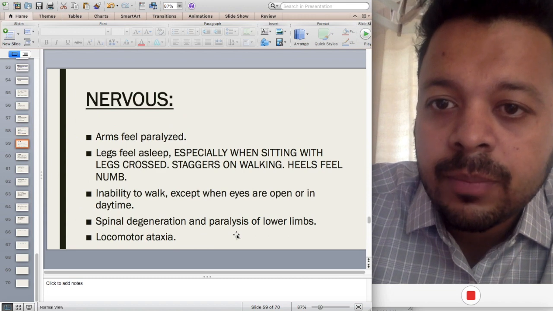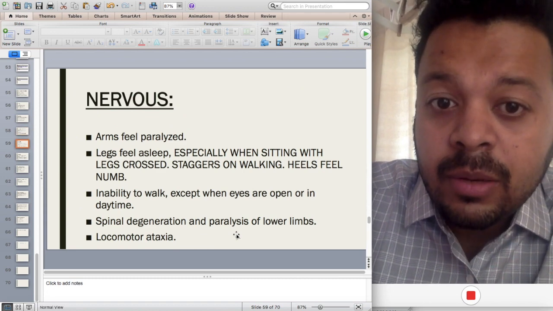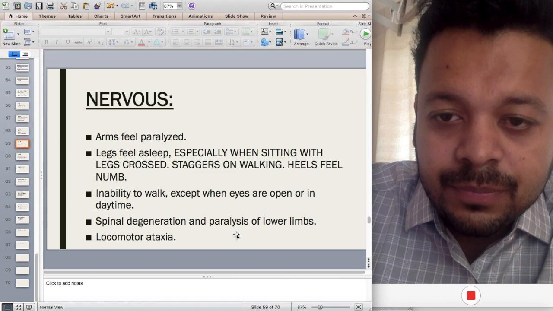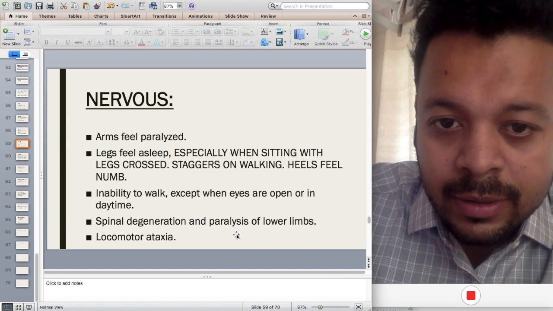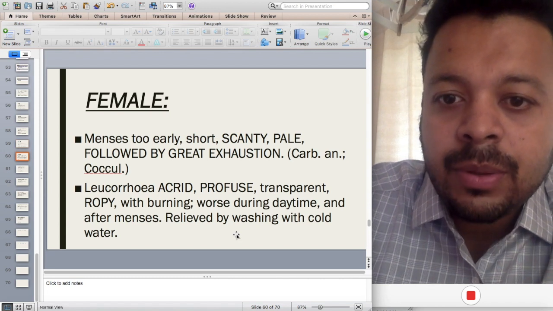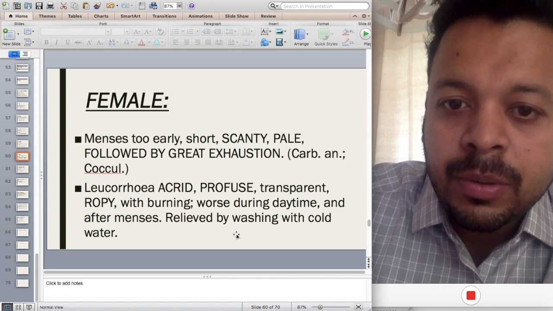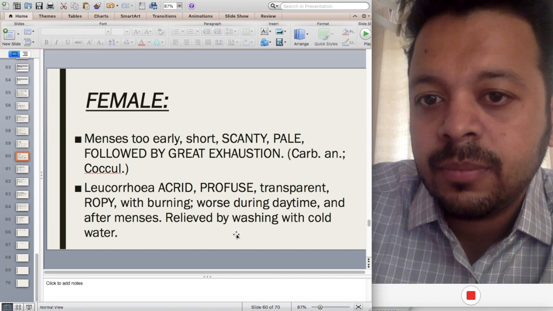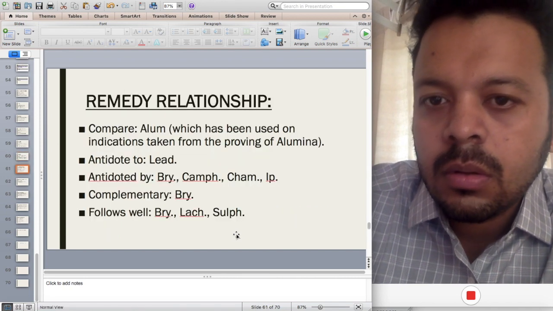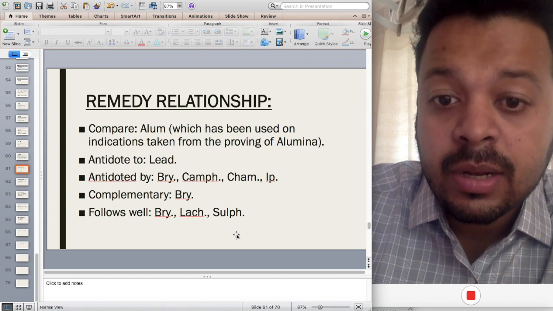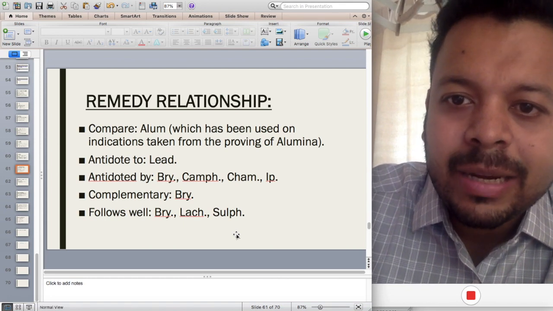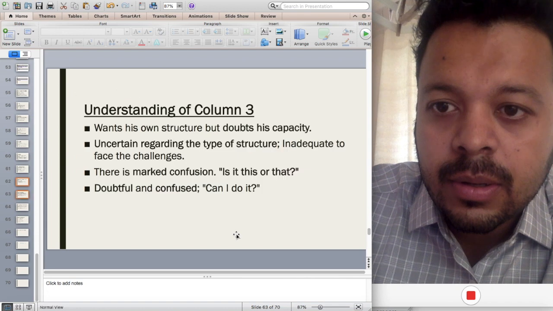We know about it. Neurologically, very important when they're sitting with legs crossed, they can have a lot of neurological symptoms. Heels feel numb. Inability to walk except when eyes are open. Female symptoms we know the transparent, ropey, burning leukorrhea, better by cold water. It's always complementary to bryonia, follows well bryonia, lachesis, sulfur. There's one more remedy, alumen, which we should study more.